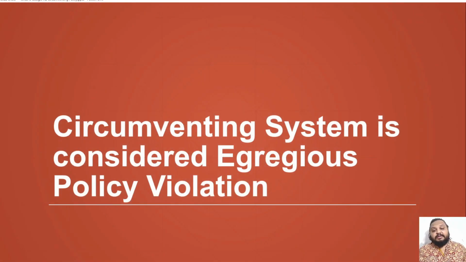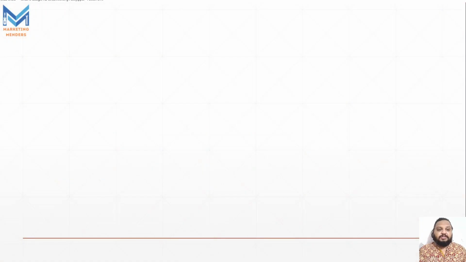So circumventing systems is considered an egregious policy violation. It is very severe for Google Ad. If your Google Ad account is getting suspended because of circumventing policy, please don't take it lightly. It is a very, very crucial kind of policy violation, and that could lead to blocking of your IP address as well. So what is the meaning of egregious policy violation?